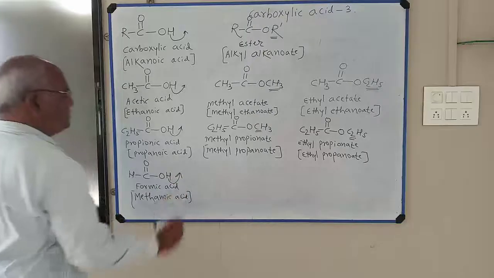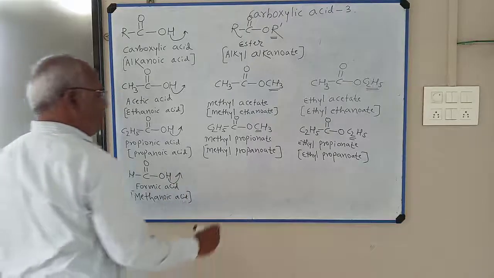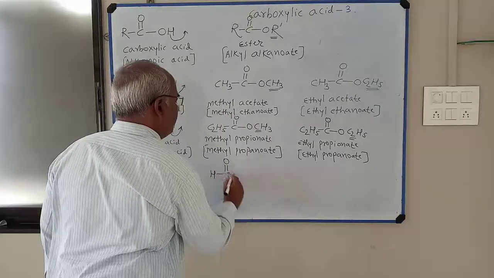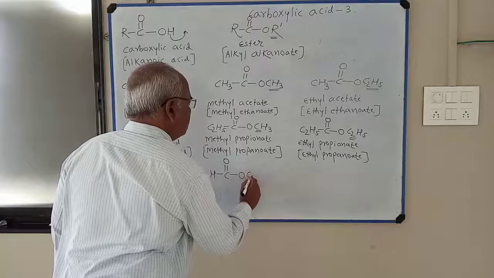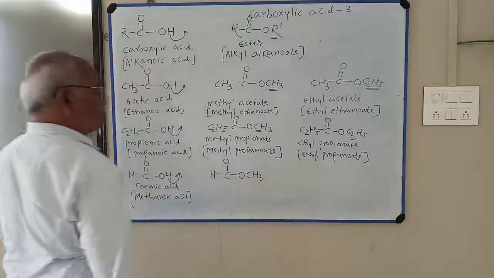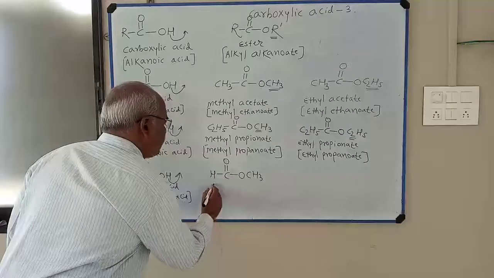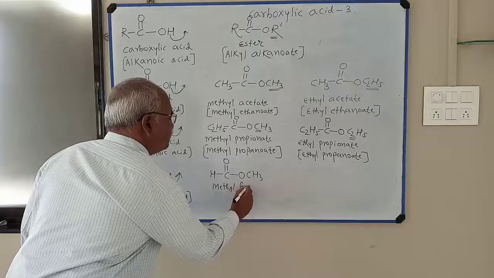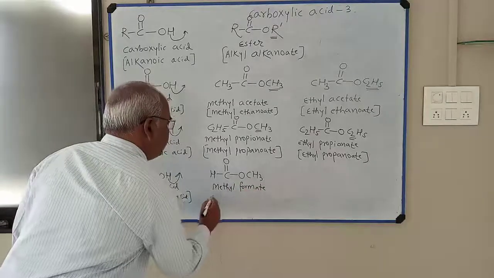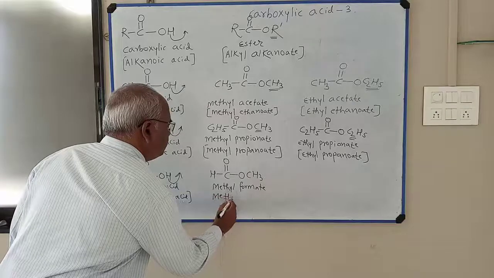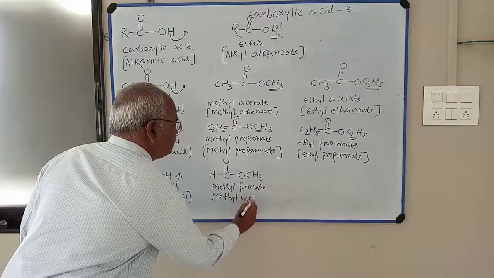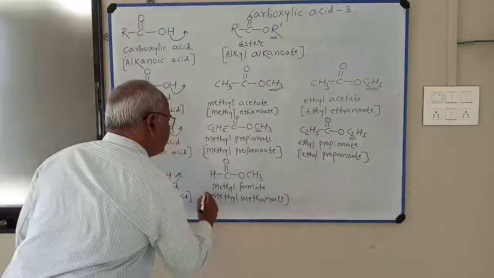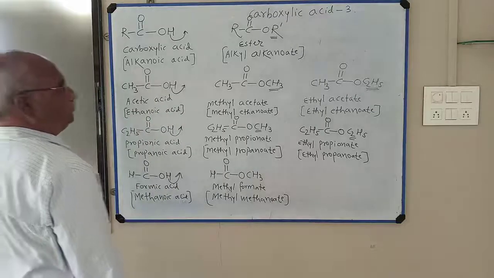Remove the hydrogen from the OH group and replace it by a methyl group: H, C double bond O, O, CH3. Methyl formate is the name in the common system, and methyl methanoate is the name in the IUPAC system.